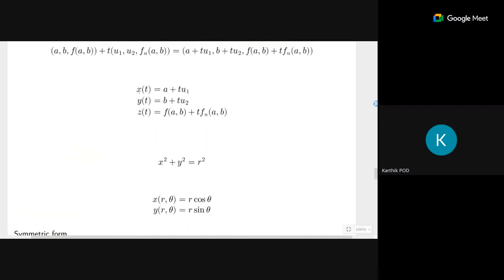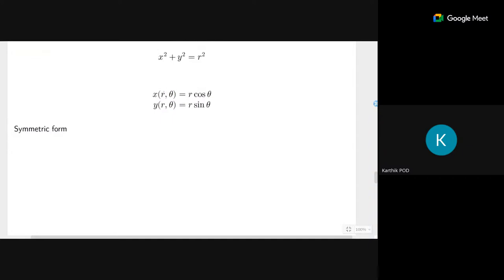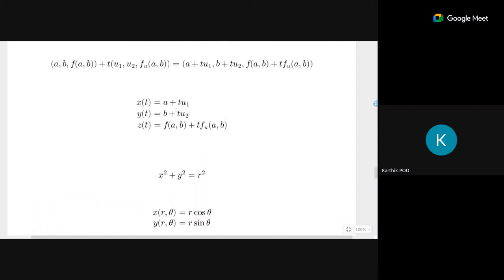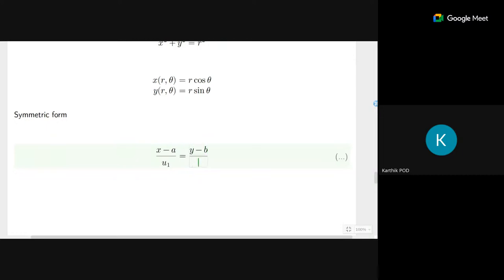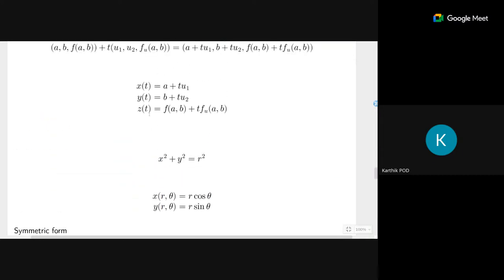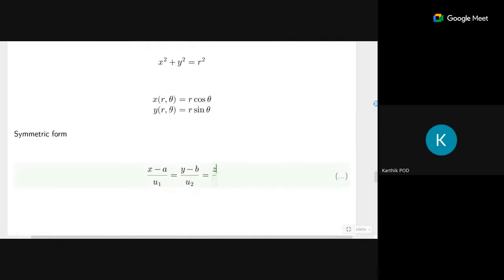Apart from that, I don't really see, at least for now, any significance. The other one is the symmetric form that is given there. This is another way of writing it. Once you have the parametric form, notice that this t is common to all three equations. So you can pull that out and write x minus a by u1, which is t, the same as y minus b by u2, which is the same as z minus f of a comma b by the derivative of f in the direction u at a comma b. This is another way of expressing the same thing.